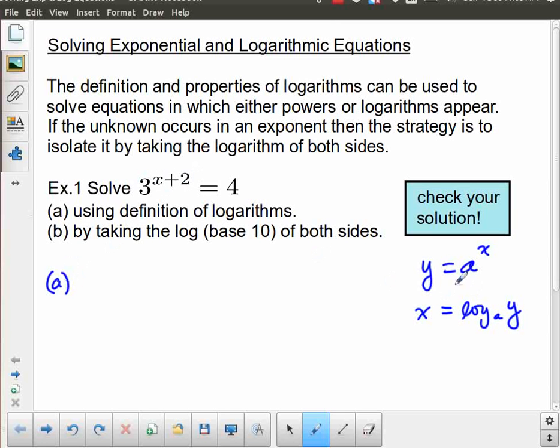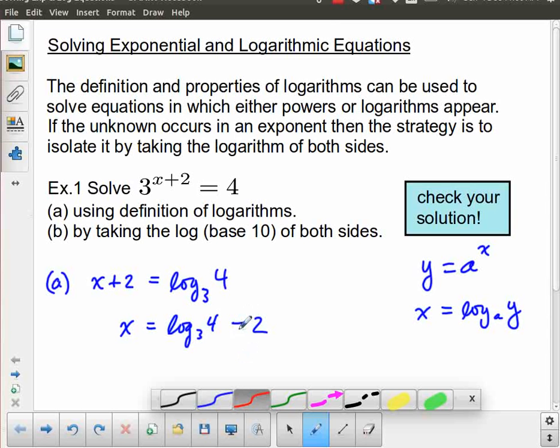In this case, it's in the form y equals a to the x. So my x, my exponent here, is actually this more complicated x plus 2. And that's equal to log base 3, and 4 becomes the argument of my logarithmic function. Now this is log base 3 of 4. Well, let's isolate x. Log base 3 of 4 minus 2.